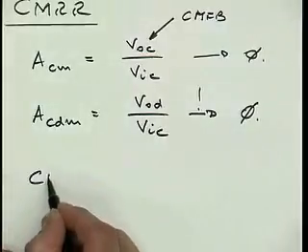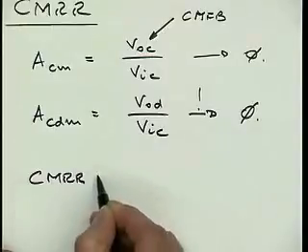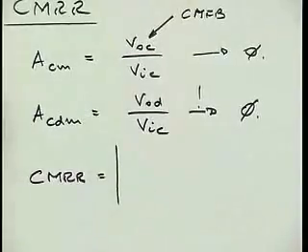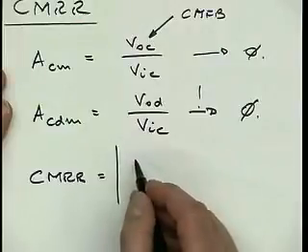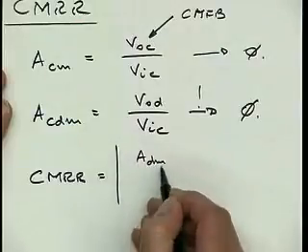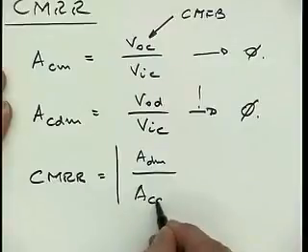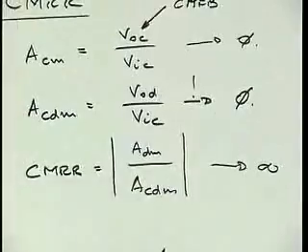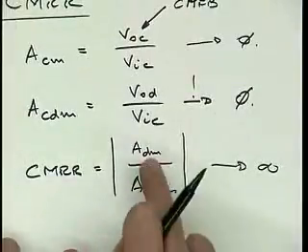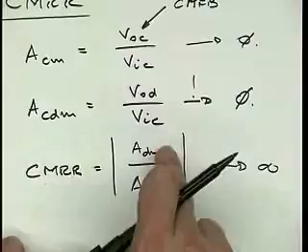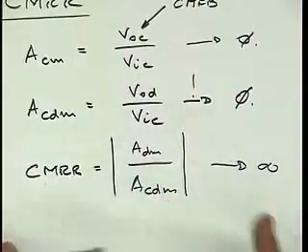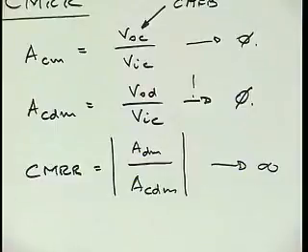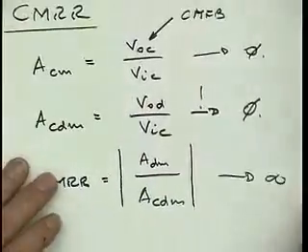And so the common mode rejection ratio, the definition of common mode rejection ratio that I prefer is ADM over ACDM. And that should also be infinite. Some books define the common mode rejection ratio as ADM over ACM, but it really doesn't mean a whole lot for a circuit designer. Okay, so these are very simple concepts.